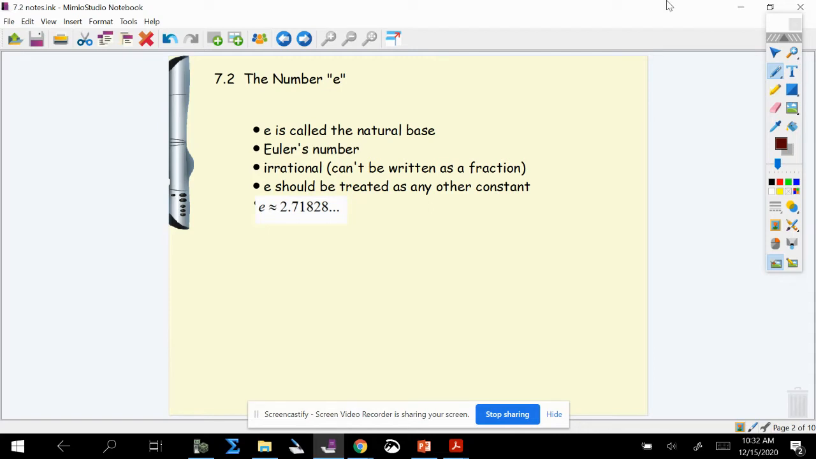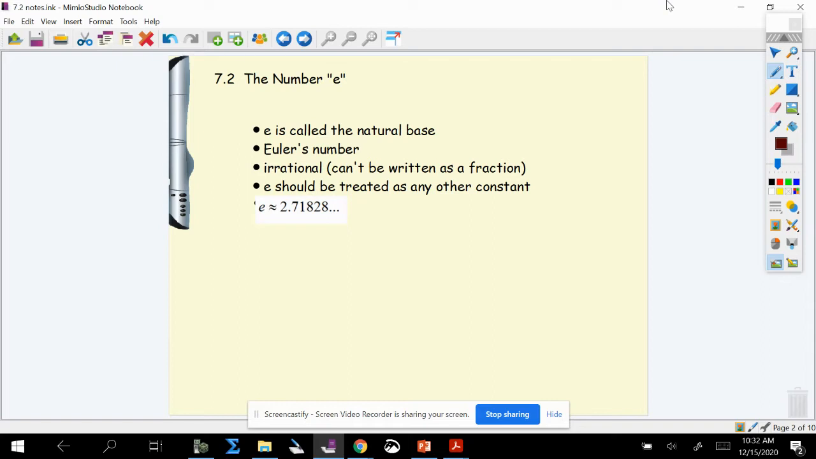But e is actually a special number. It's called the natural base, or it's often referred to as Euler's number. Euler was the mathematician that did the work involved with this idea of the exponential or natural base number, and for that reason, the number was named after him. His last name started with an E. I know it looks like Euler's, it's actually Euler's. And so when they named the number, they used the letter e to represent it.